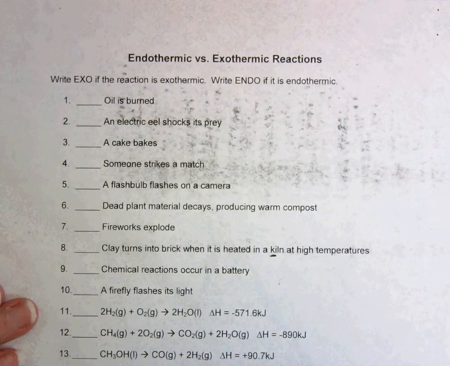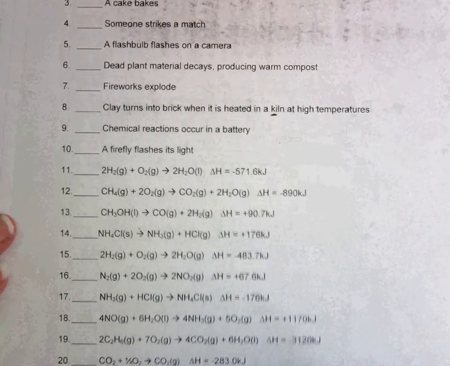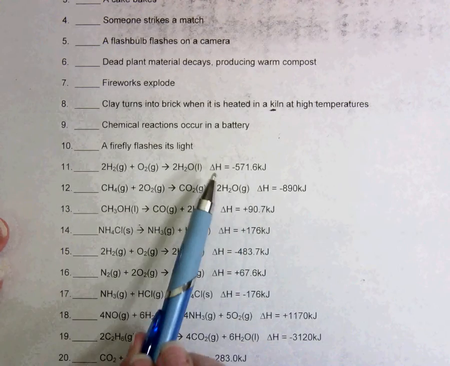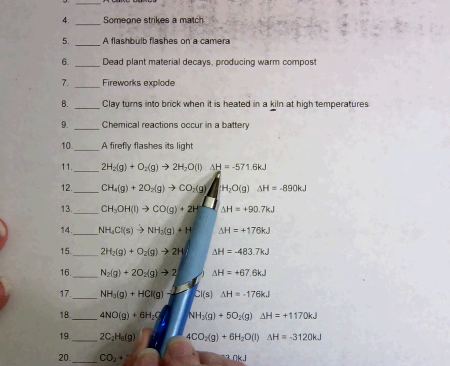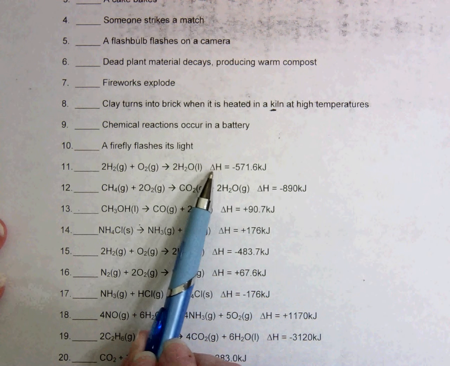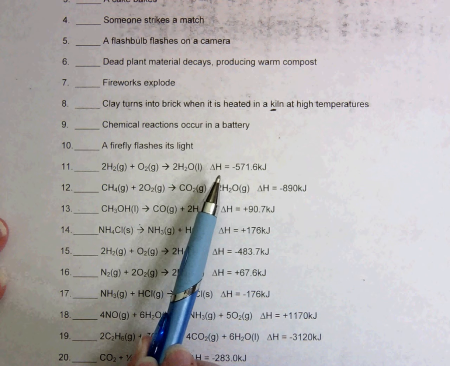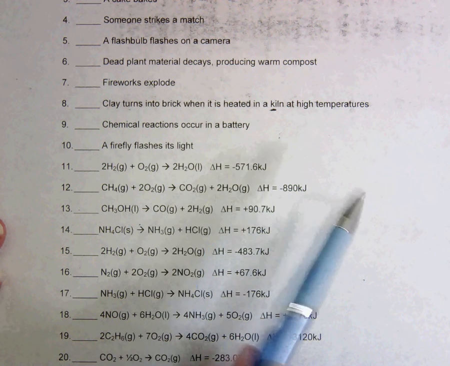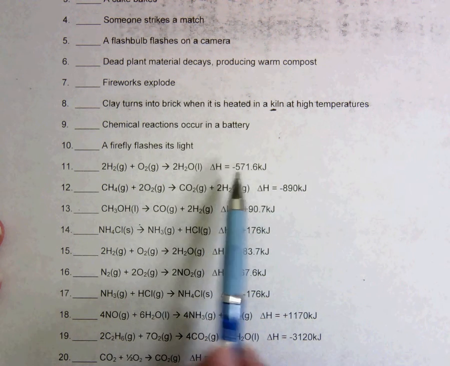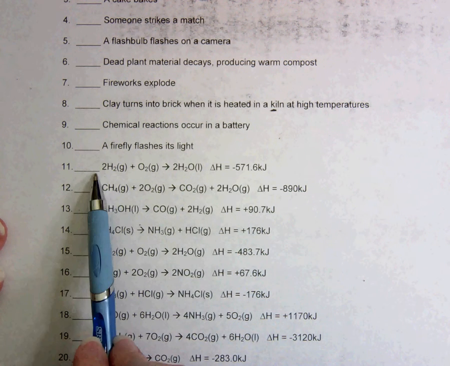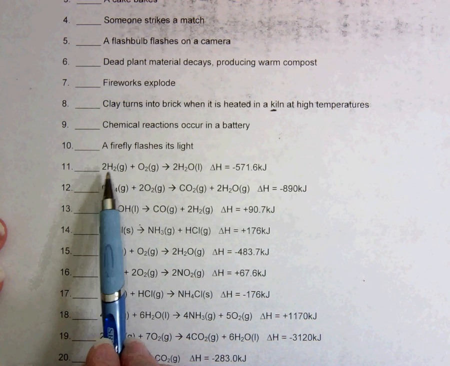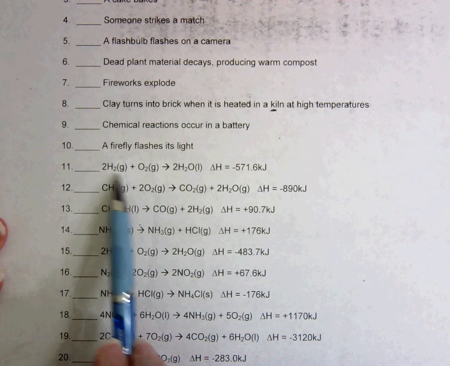Now when you get down to the bottom, these are actually very simple. All you're doing is looking at delta H. Delta H means change in heat energy. So it's actually called change in enthalpy, which is talking about heat energy. So right here, if you see a negative number, the negative means that this reaction lost heat. So the heat went out of the system.